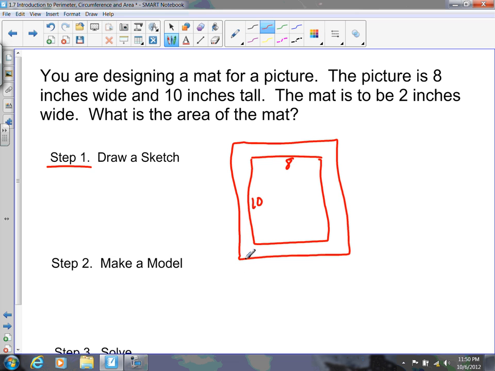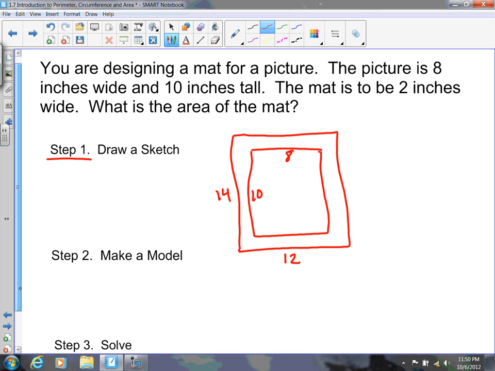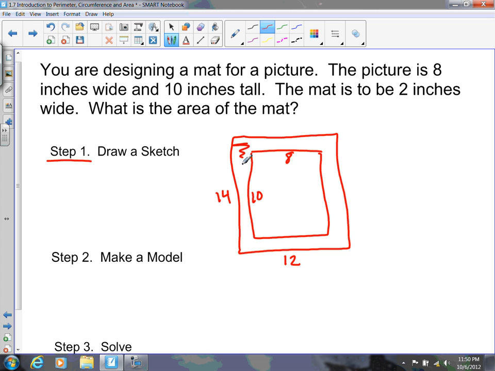So what is this length here? If this is 2 inches, this is 2 inches. That's a total of 8 plus 2 and 2, so 8 and 4. That length is 12. 2 plus 10 plus another 2 is going to be 14. Once I sketch the diagram, I'm going to add in extra information that I know from the givens. So I was given some information, and I'll add in my own that I figured out. And I want to find the area of the mat, the area of this piece.